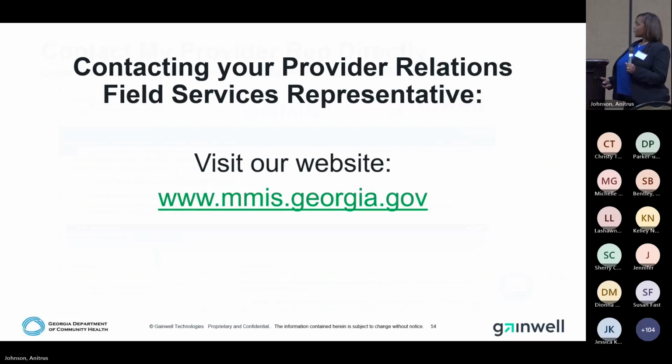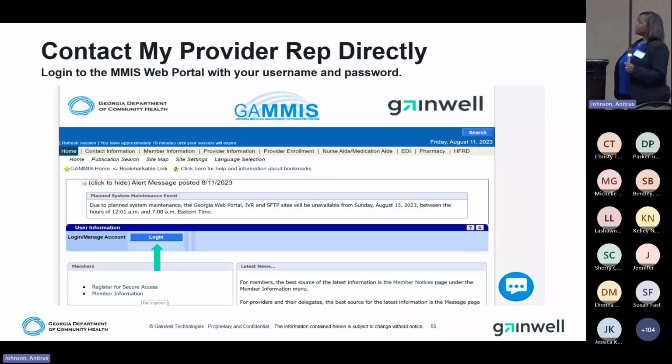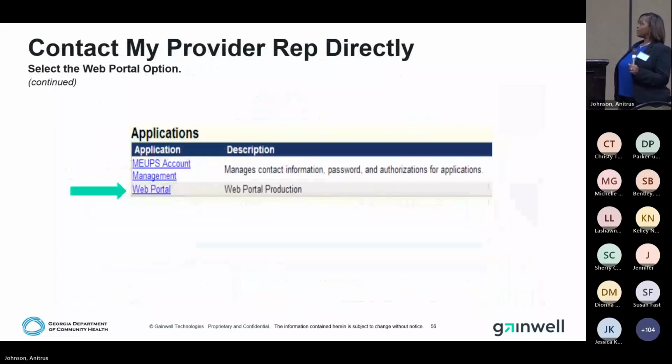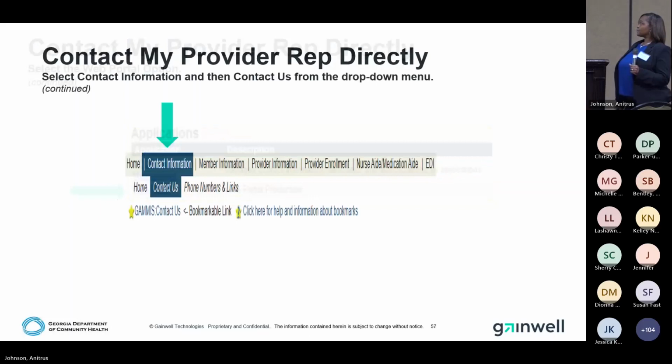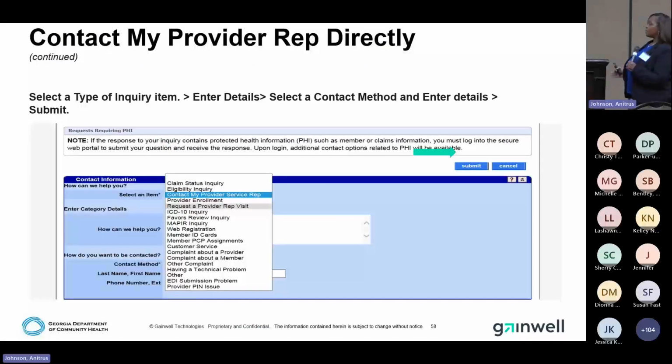www.mmis.georgia.gov. Once you've done that, you log in with your username and password. Then you will select web portal. Once you select web portal, you go to contact information and then contact us. Here in the drop down, you can request a provider visit, or you can just contact your provider rep.